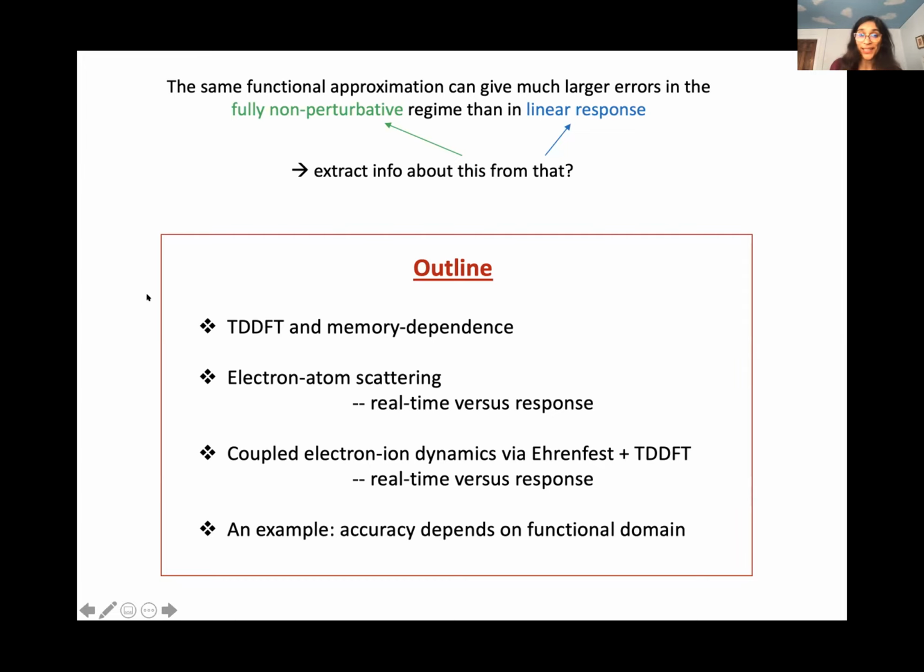And one is involving electron atom scattering, which we studied with a real-time, time-resolved approach. And then also these scattering probabilities can be extracted with a response approach. And the other is Ehrenfest dynamics, which also can be reformulated in both ways. And again, maybe I'll begin first by reminding ourselves what the equations are in TDDFT and memory dependence, which is behind the failures in this fully non-perturbative regime.